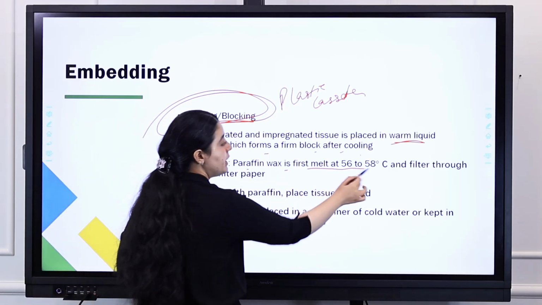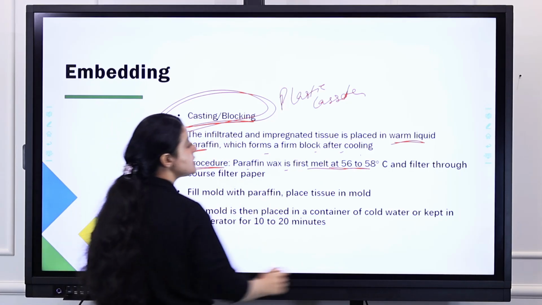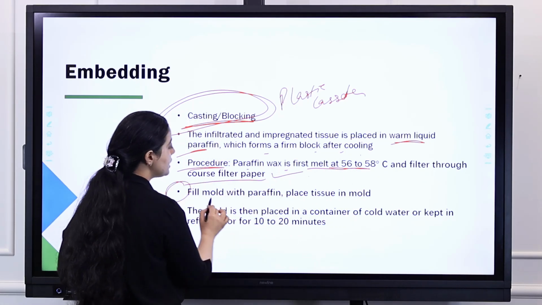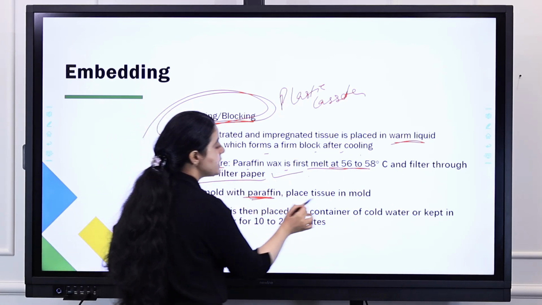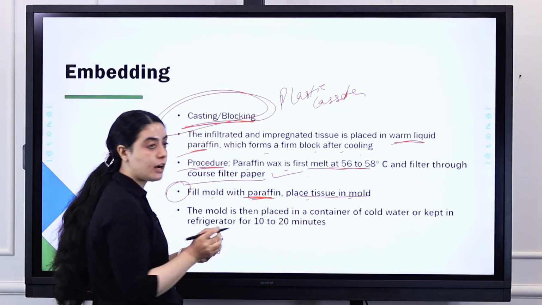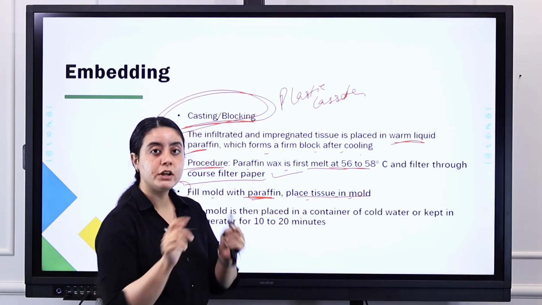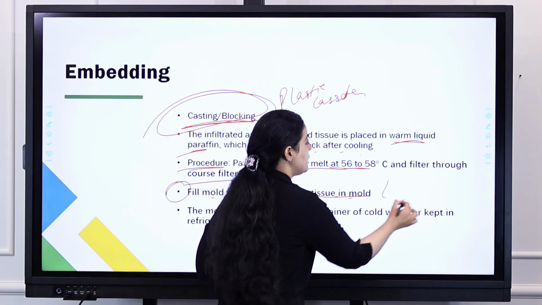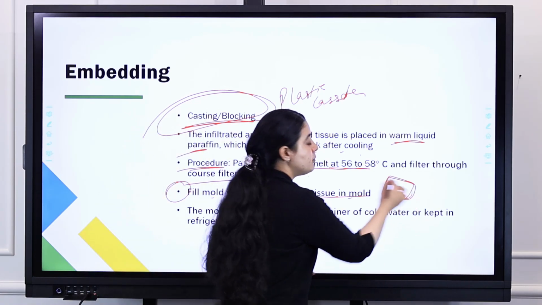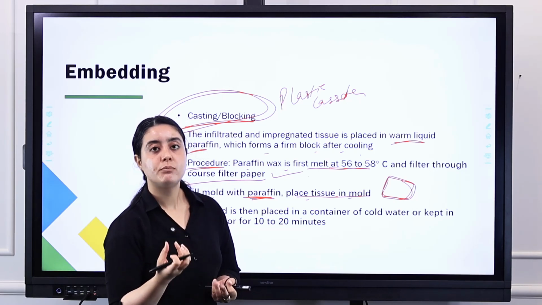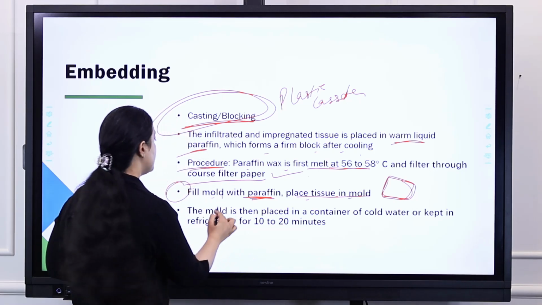Paraffin wax is first melted at 56 to 58 degrees Celsius and filtered through a coarse filter paper, right? Then fill the mold with paraffin. Place the tissue in the mold. Now we have to give shape to our tissue in a kind of mold like this, right? For that we have empty molds, so we put our tissues into these so they can take the shape of the molds, right?